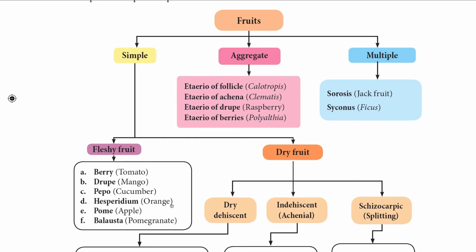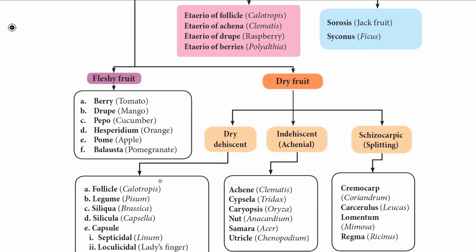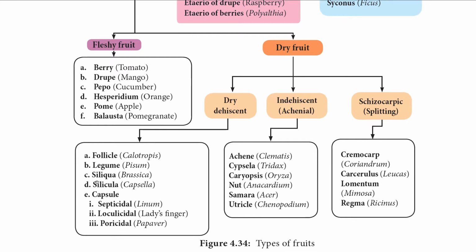The dry fruits are again classified into three types, namely dry dehiscent, dry indehiscent, and schizocarpic. In dry dehiscent, the pericarp of this fruit will be dry and they can split open along the sutures to liberate the seeds, and they are classified into follicle, legume, siliqua, silicula, and capsule. And this capsule is again classified into septicidal capsule, loculicidal capsule, and poricidal capsule.